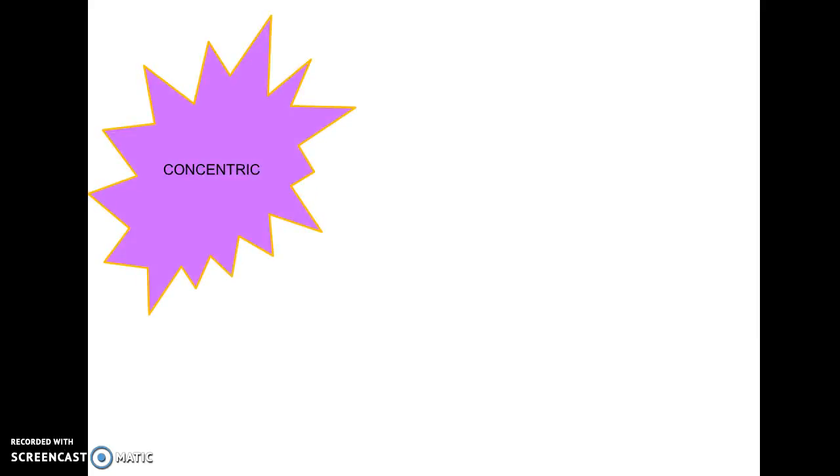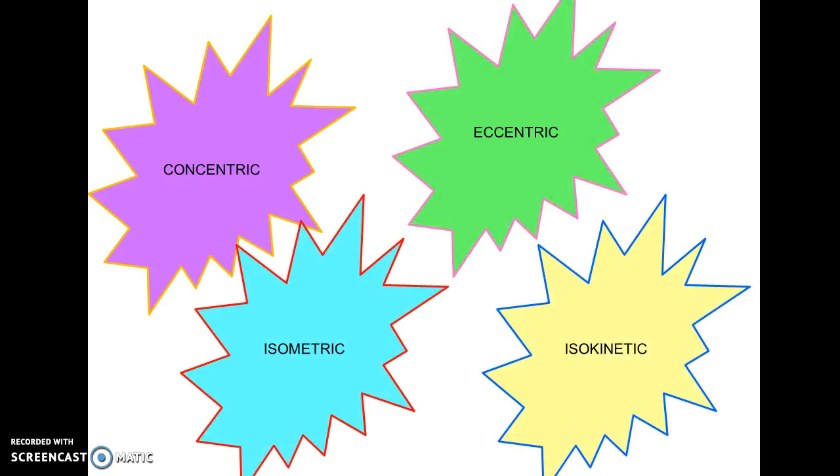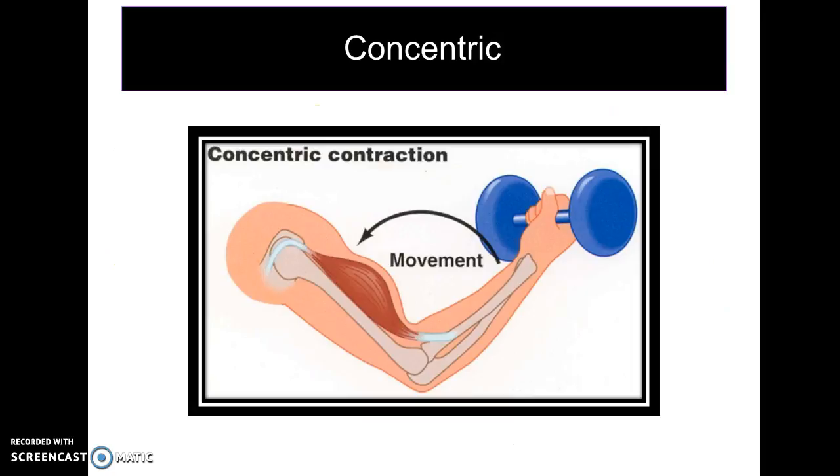Next, we move on to the 4 types of muscle contraction: concentric, eccentric, isometric, and isokinetic. Concentric and eccentric are both types of isotonic contraction. This is when muscle contracts to allow movement and the muscles change length.